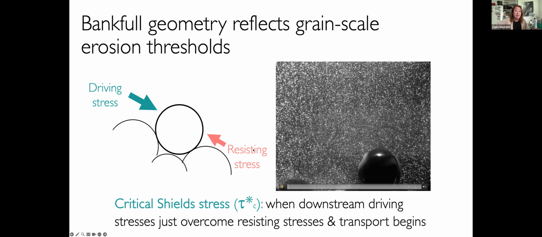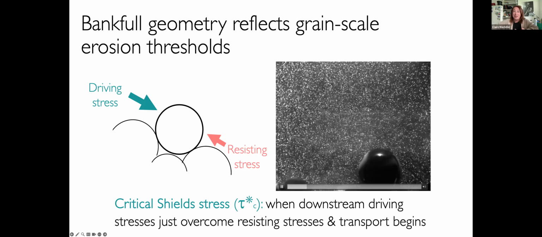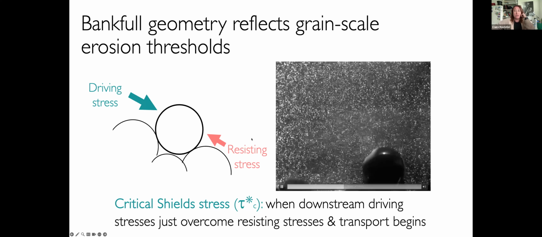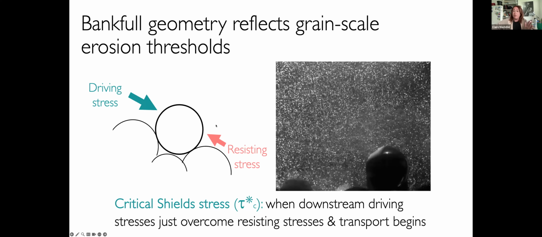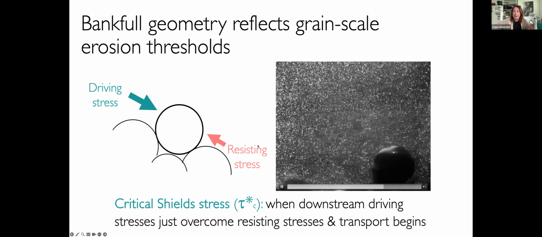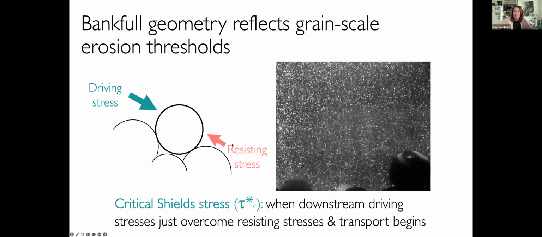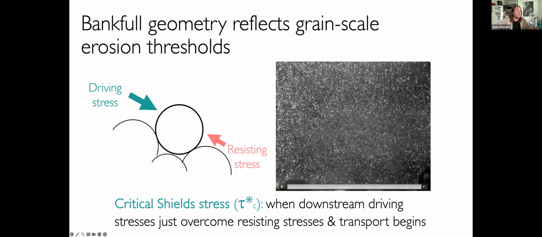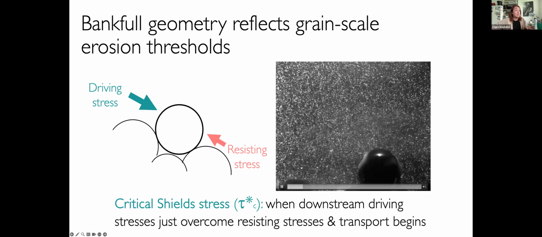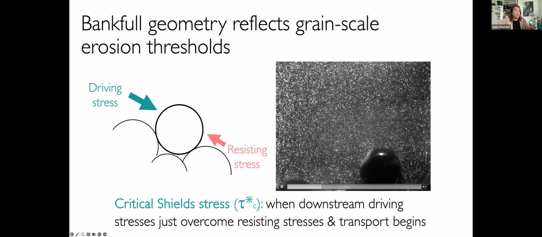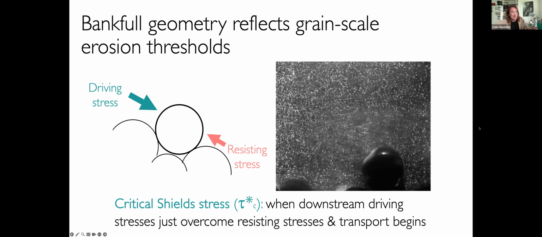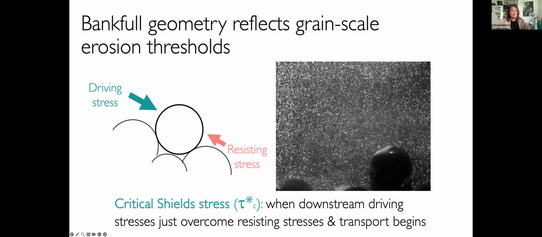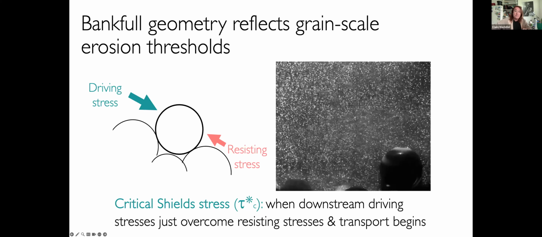This idea is highlighted really well by this video of a bowling ball sitting at the bottom of a flume. You can see that the water is pushing against the bowling ball, applying some force that's driving it downstream. But the bowling ball also has some weight, and it's only when the driving forces pushing the bowling ball overcome the resistance of the ball sitting in place that it starts to move. We can watch that again just to really drive the point home. There it goes.